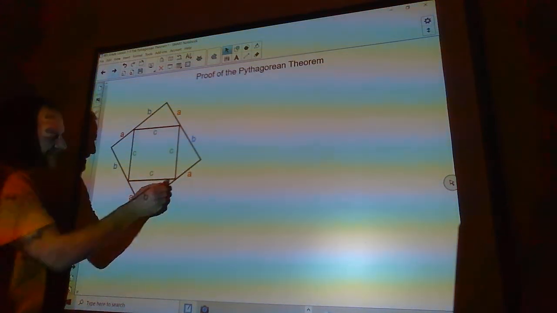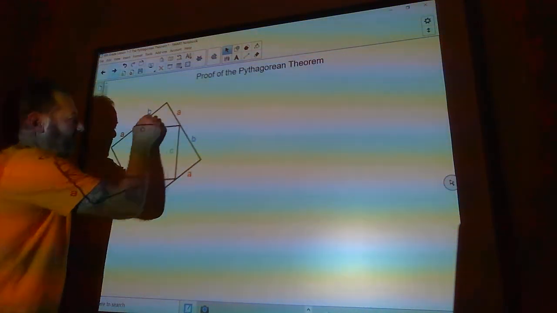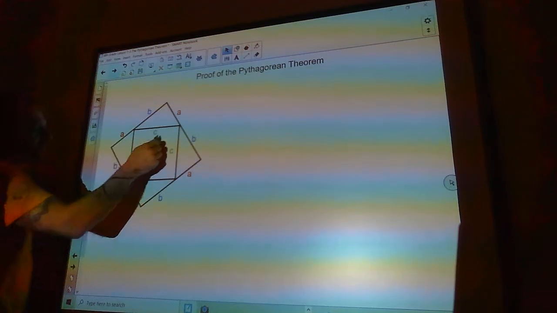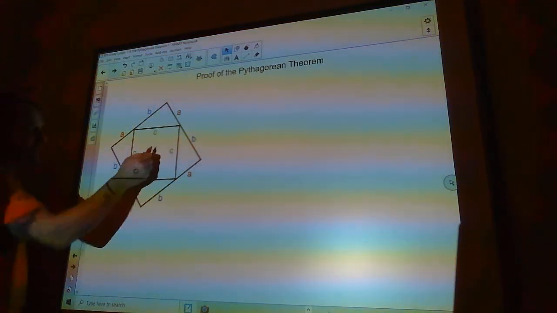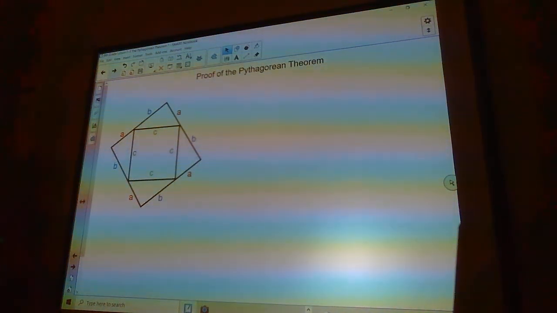And here's another one exactly like it. Here's another one exactly like it. Another one exactly like it. So the area of this square in the middle is c times c, which is c squared. And what we're going to do is show that a squared plus b squared is c squared. Now, how are we going to do that?